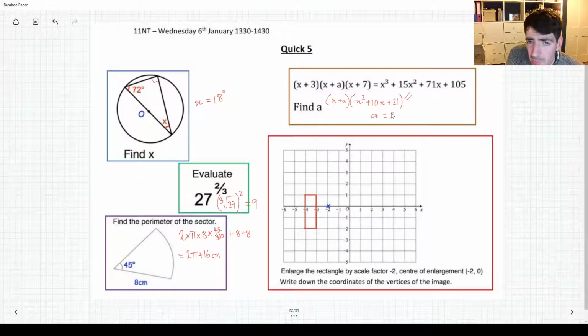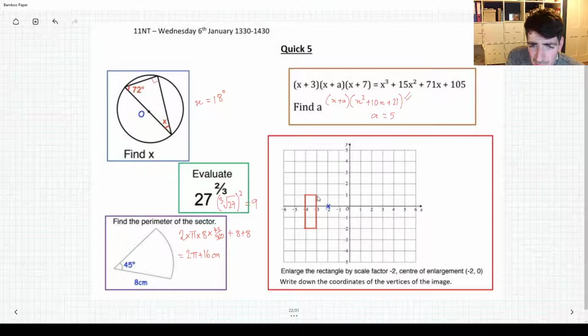Again, that's all we have to worry about. You don't have to worry about checking the rest. You could do if you wanted to, and it will work for all of the values, but a should be 5 in this case.